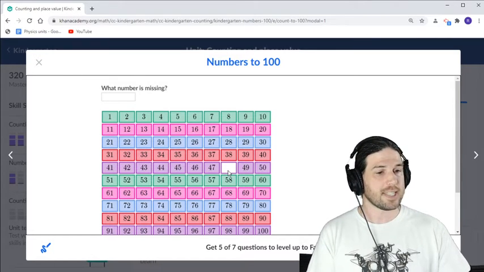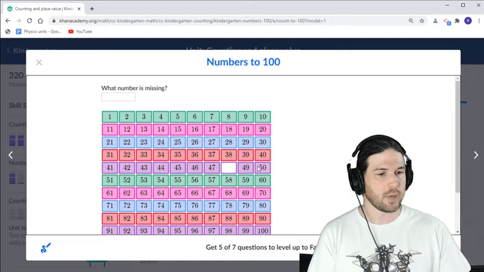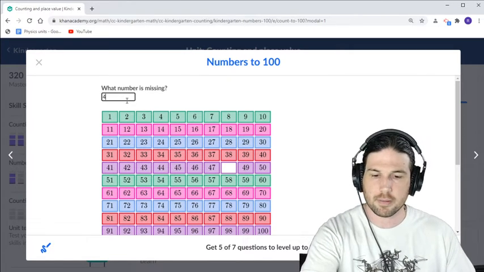It looks like what's missing here is between 47 and 49, so I'm gonna say it's 48.